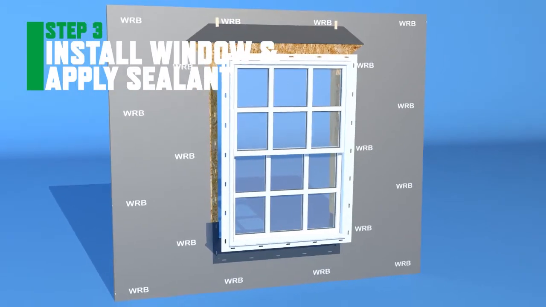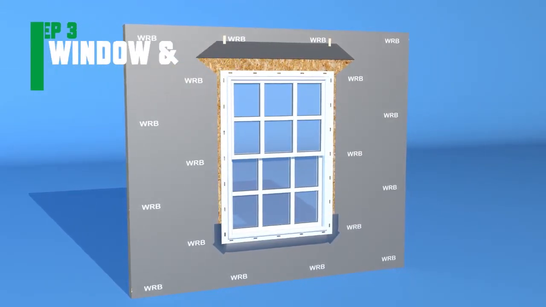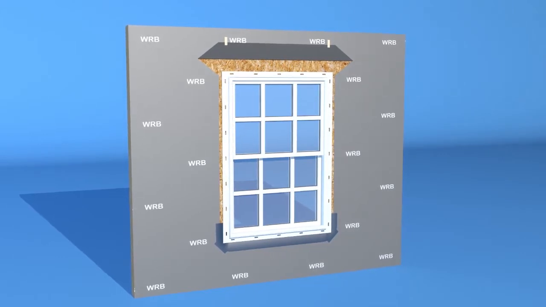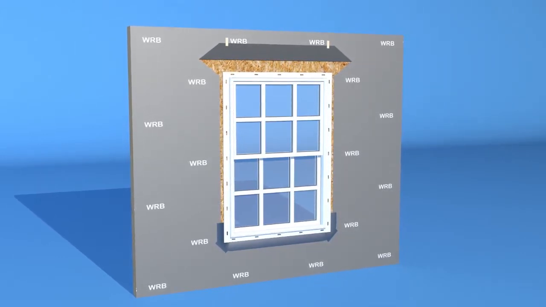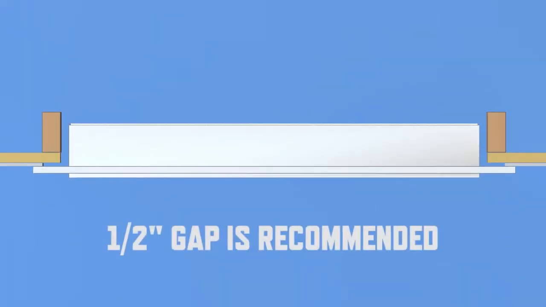Dry fit the window to ensure that the window can be inserted into the opening with a minimum of 1/4 inch spacing between the window frame and the rough opening. For best results, a 1/2 inch gap is recommended to create a channel for the foam sealant.